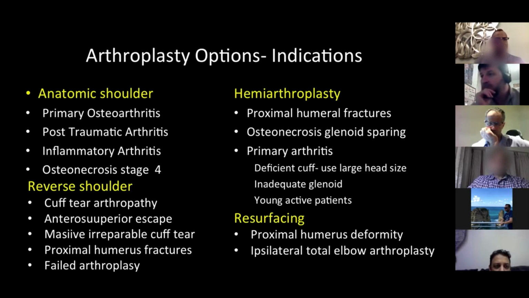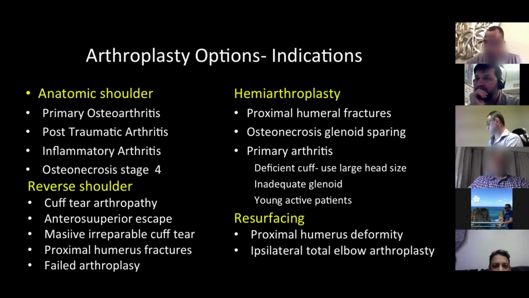Reverse shoulder arthroplasty is ideally suited for low functional demand patients with physiological age of more than 70 and sufficient glenoid bone stock for the placement of the glenosphere. A working deltoid muscle and an intact axillary nerve is a prerequisite for reverse shoulder arthroplasty.